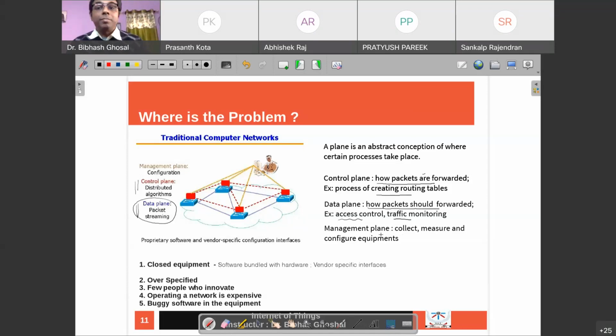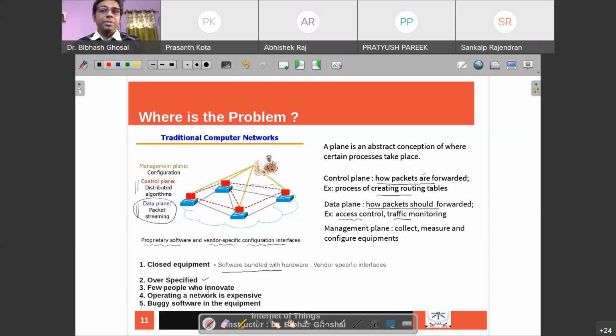You are restricted by the algorithms and the techniques that are provided by your vendor who has provided you the switch. This is the problem, that you have proprietary software and a vendor-specific configuration interface. Tomorrow, if you want to make some changes, you cannot, because it's vendor specific. This is the problem. You have closed equipment. The software is bundled with hardware. You have very few innovations to do.